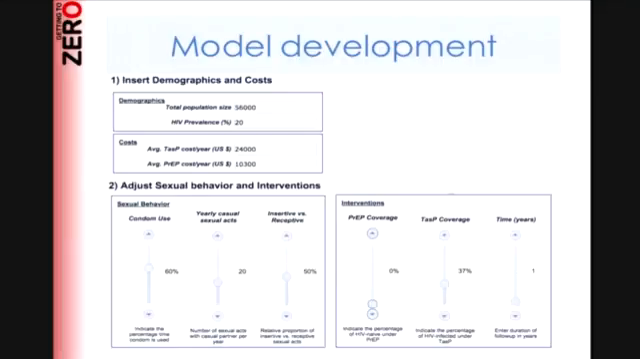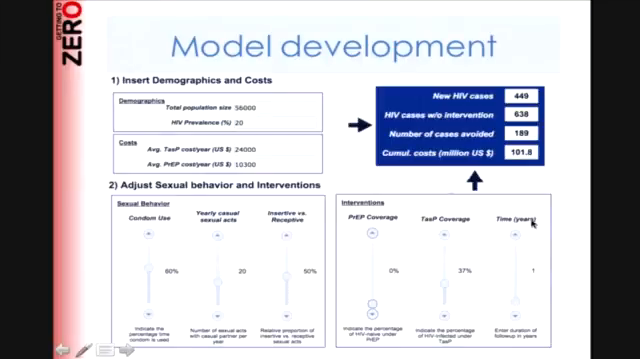Then you can adjust the sexual behavior: the condom use, the number of sexual acts with casual partners, the ratio of insertive versus receptive, but hopefully at the population size it should be 50-50. And for the intervention, you can modulate the PrEP, the TASP, combine both interventions and see what happens over time. The output will be the number of new cases, the number of new cases without any intervention, and the number of cases avoided, which is simply the difference. And this is just the average cumulative cost over a given period of time.